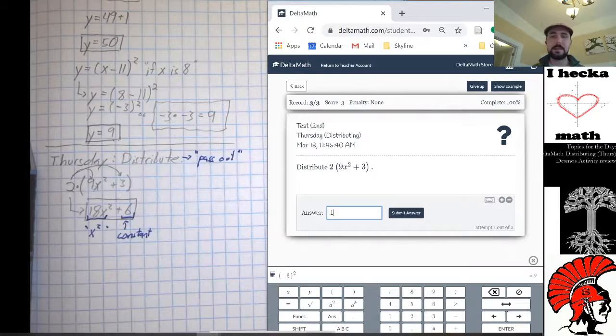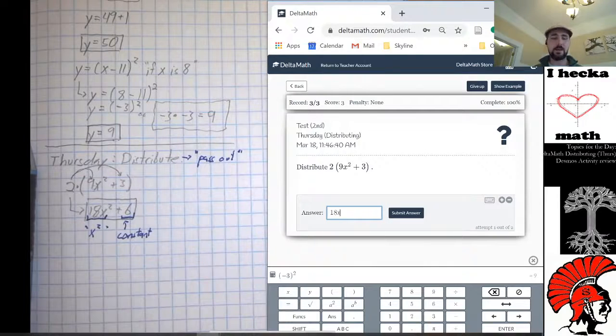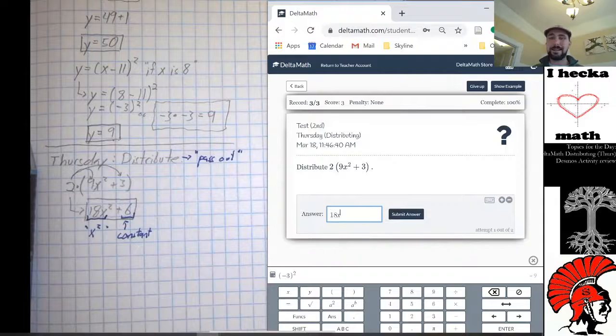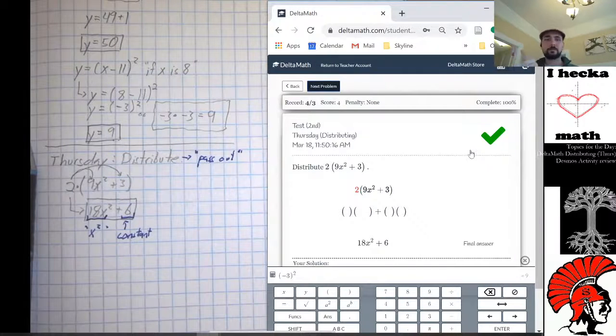18, I'm going to do this on my keyboard, 18x. And then for the square, you can either come down and just press the 2 right there, like that. Or on your keyboard, you can press Shift and then press the 6, and it pops you up, and then you can press 2. And then I press the right key to get out of the exponent, and then plus 6 like that. Submit. Green check mark, good. Oh, look, and it's doing like a little video here. Look at that, so fancy.